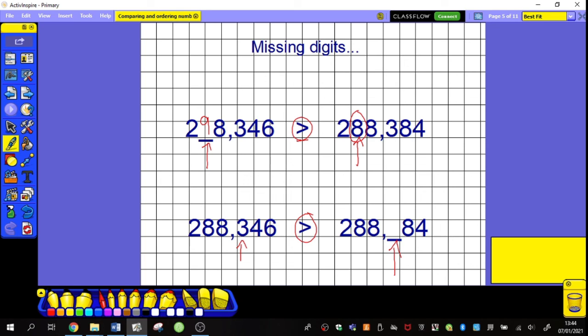So a digit smaller than 3, I'm going to go for 1. So 288,346 is greater than 288,184. And would make that correct.